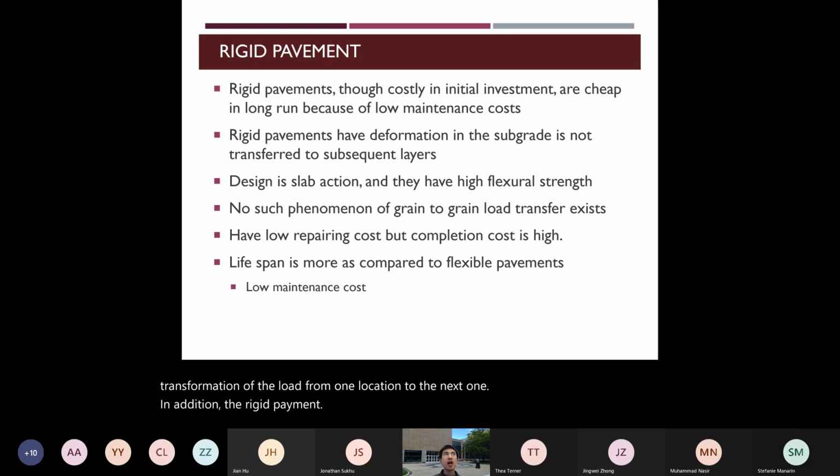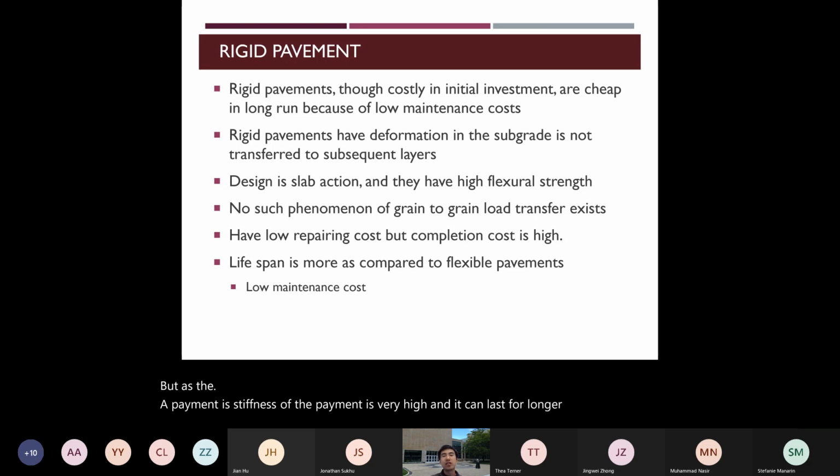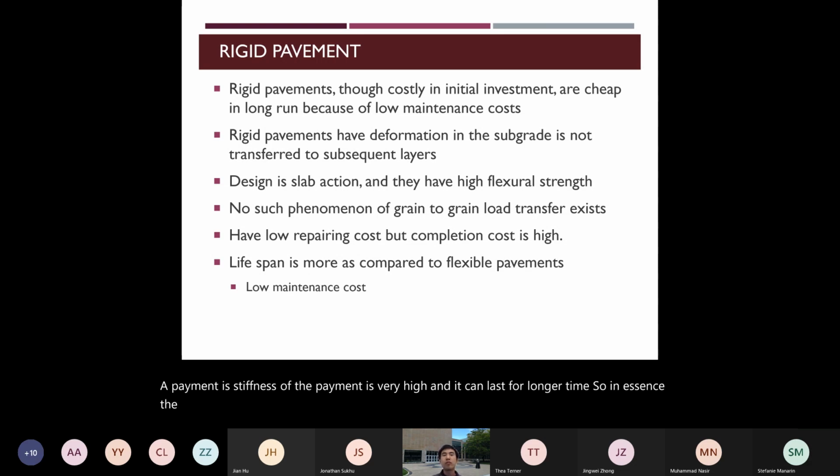In addition, the rigid pavement will have a very high cost for the construction, especially for the initial investment, as the cost of the PCC, the Portland cement, is actually very expensive. But as the stiffness of the pavement is very high, it can last for longer time. So in that sense, the maintenance cost could be low.